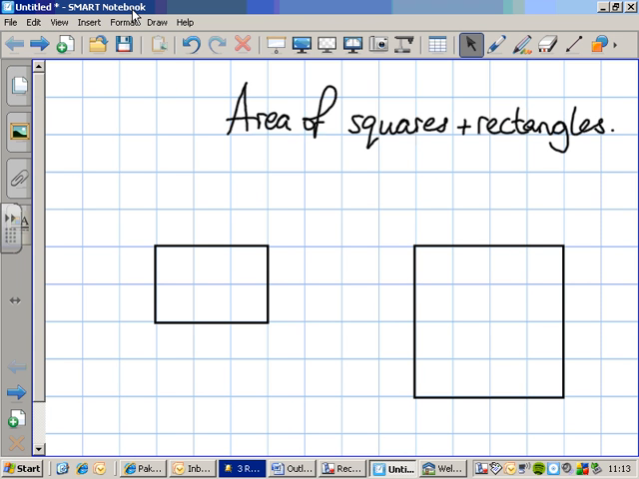So, area of squares and rectangles. How to find the area of squares and rectangles? What's the formula for doing that? And a couple of examples at the end where we use that formula to help us find the area.